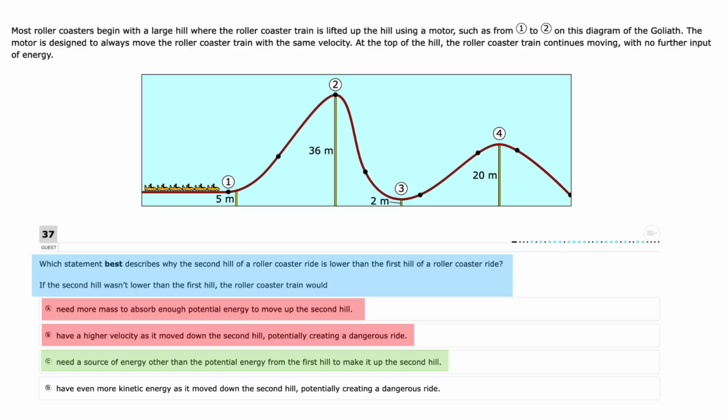If the second hill were taller than the first, the roller coaster would not have enough energy to climb it without stopping or slowing down too much. Making the second hill lower ensures the roller coaster has enough energy to keep moving.